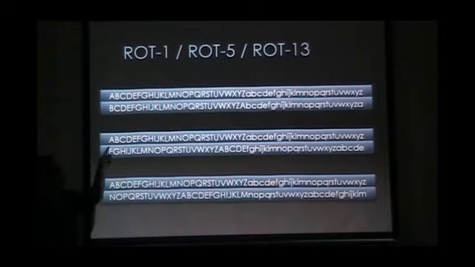Okay, so here's ROT1, 5, and 13, just as an example. As you can see, with ROT1 they just shifted it by one character and the A gets thrown at the back end. So if you wanted to encrypt the A, it'd become a B, and so forth. 13 is basically half the alphabet, you're just wrapping around the backside. That's pretty straightforward.